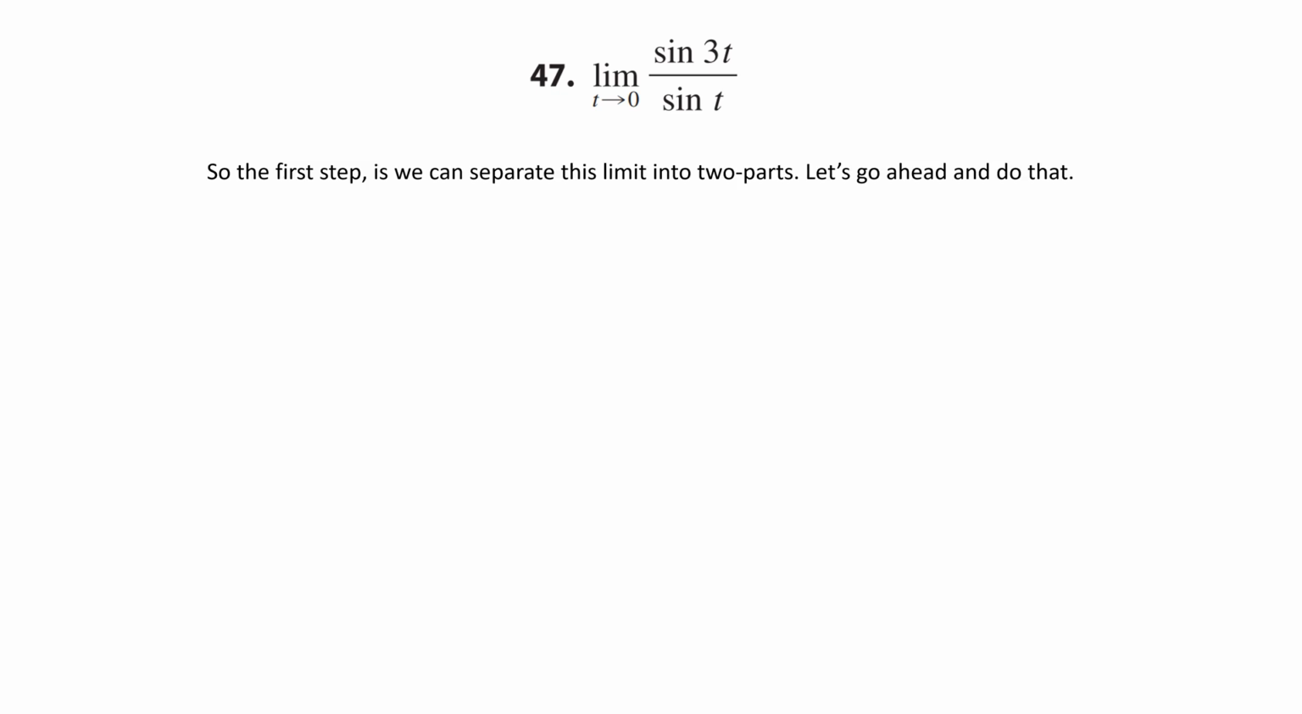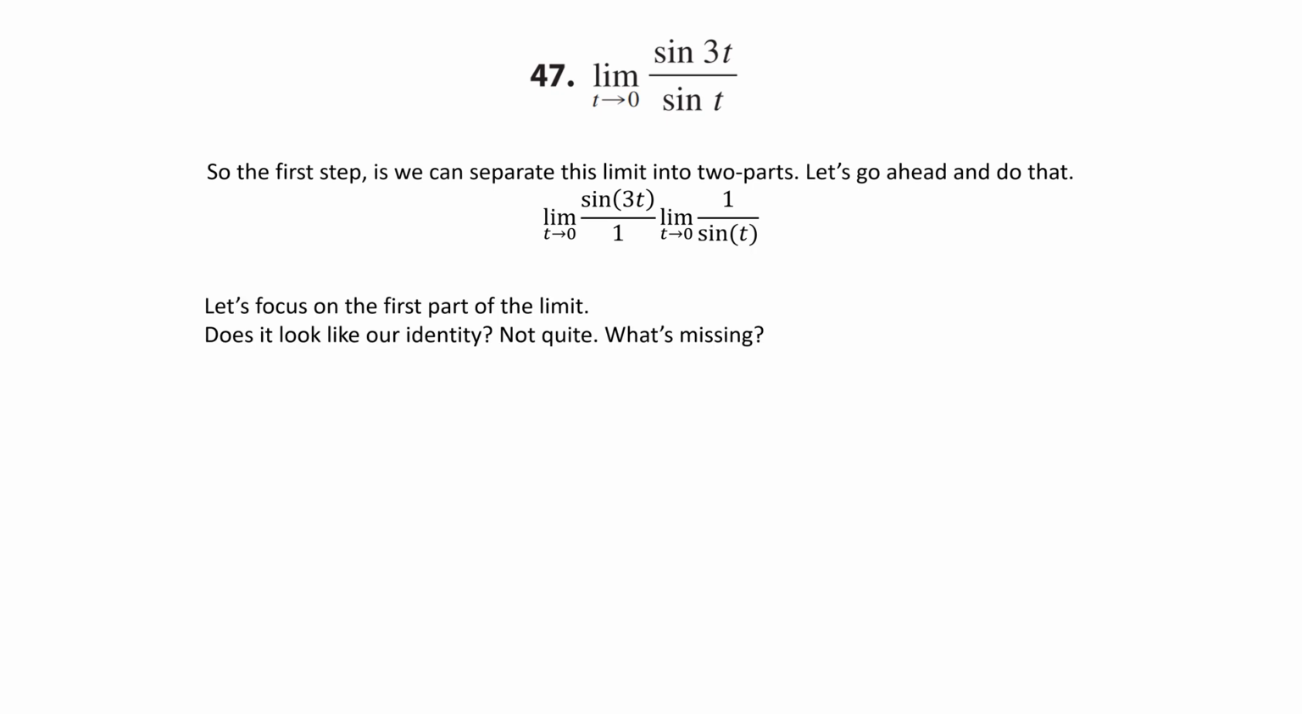So the first step is we can separate this limit into two parts. So let's go ahead and do that. All that I've done is I basically made sine of 3t over 1 times 1 over sine t. And as you can see, it's basically the same problem. It's just been separated out into two parts.